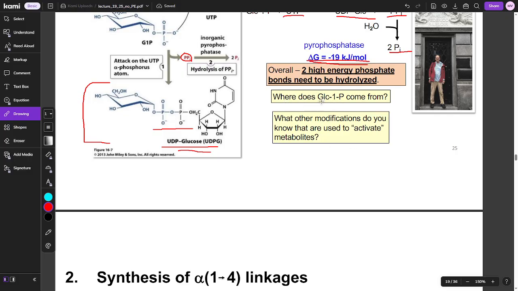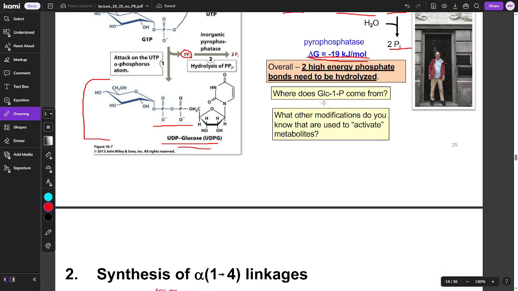So the question is, where does this glucose 1-phosphate come from? Like I said before, from an isomerization reaction of G6P. And what other modifications do you know that are used to activate metabolism? Phosphorylation is one of the big ones. You can also carboxylate things. Remember how it worked for PEP carboxykinase: we turned it into oxaloacetate and used that carbon dioxide to make a good nucleophile to grab a phosphate. So there are many different ways you can activate things and turn them into reactive compounds.